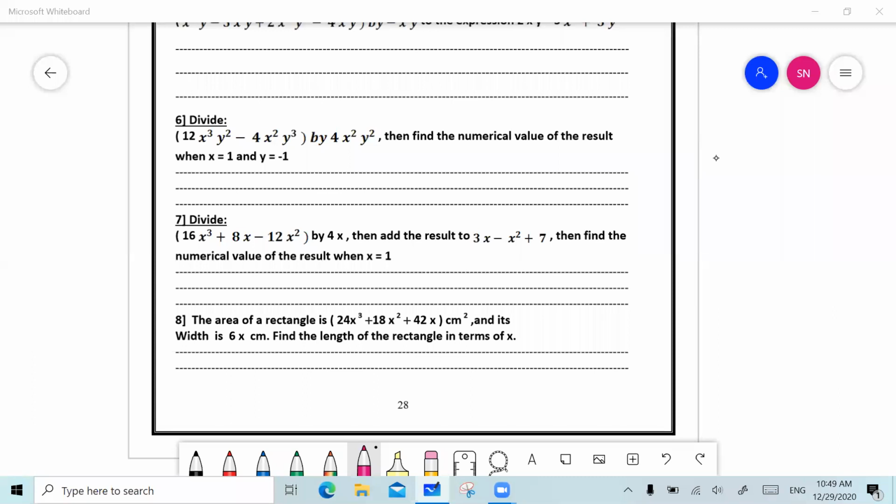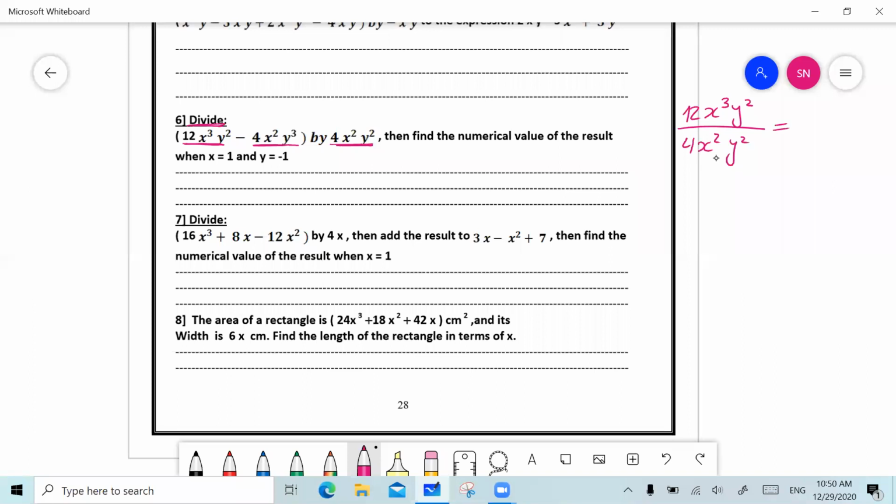Now we are going to go for number 6. In number 6, I have 12x to the power of 3y squared minus 4x to the power of 2y squared. And I want to divide it by 4x squared y squared. So first, we are going to do the first term, which is 12x to the power of 3, y to the power of 2, divided by 4x squared, y squared.